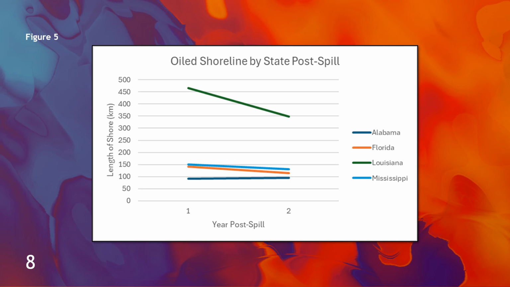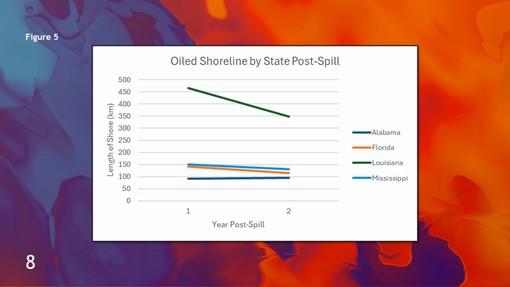However, as displayed in this graph, extensive lengths of shoreline were still oiled 1 and even 2 years following the spill. Louisiana had the longest oiled shoreline by far compared to the other states, with an estimated 465.1 kilometers of oiled shoreline 1 year after the spill, and 347.2 kilometers of oiled coast 2 years after the spill.